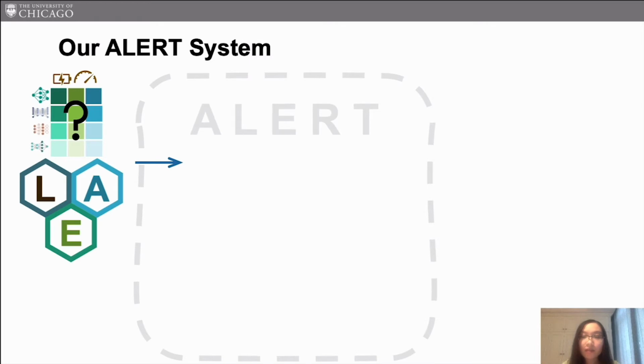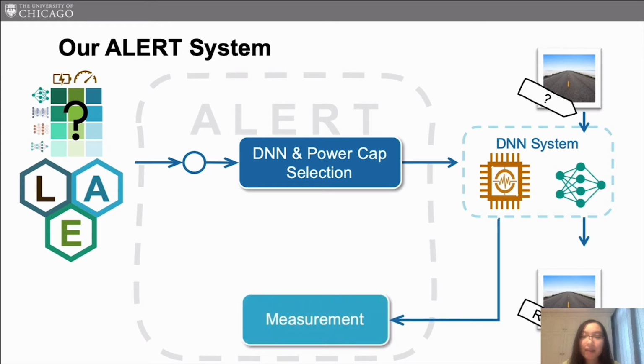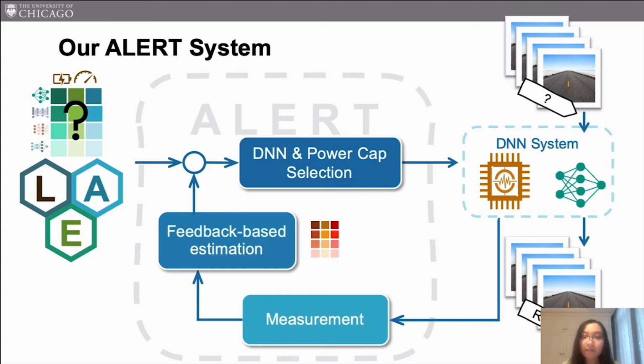To solve this problem, we propose our Alert system. At a high level, Alert works like many existing feedback controllers. For every input, it will select a DNN and power cap setting. It will measure how the system performs during the inference. And based on the feedback, it will estimate the latency, accuracy, and energy consumption for the next input under all the different configurations. Based on that, it will pick the best configuration to satisfy the requirements for the next input. And it goes on and on.